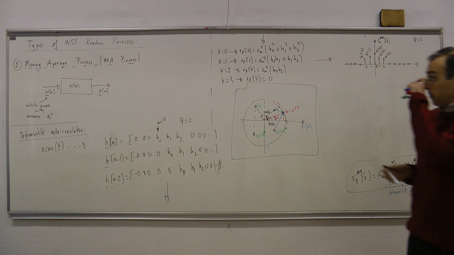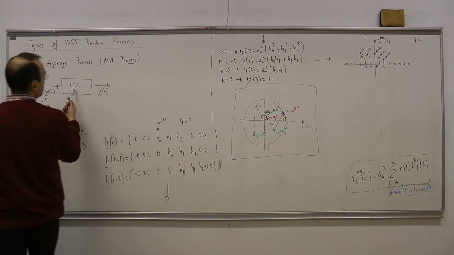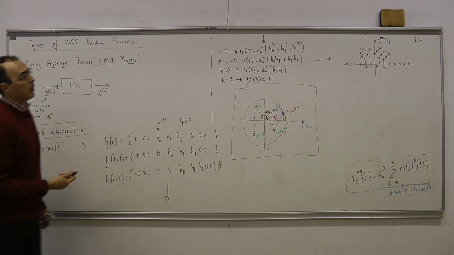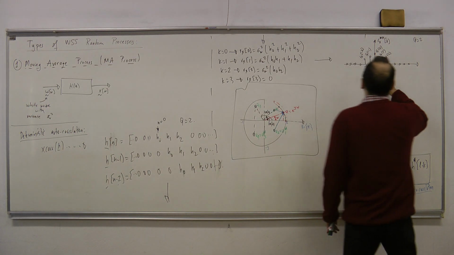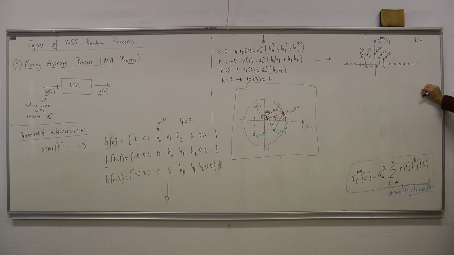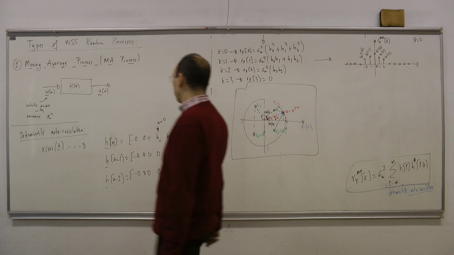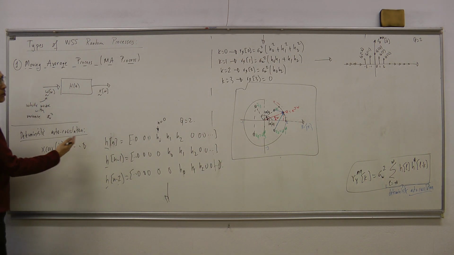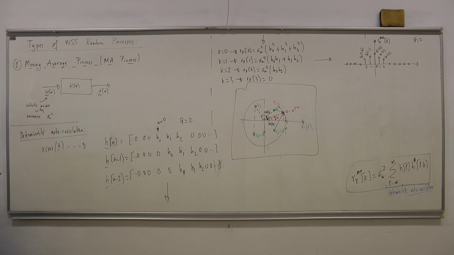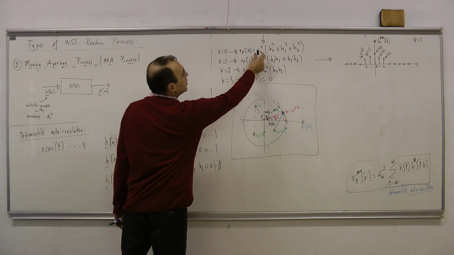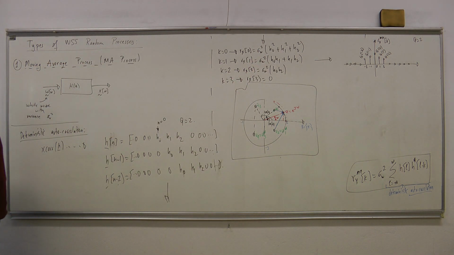So what we have seen is that if I know this filter's impulse response, the calculation of the output autocorrelation, that is the moving average process's autocorrelation, is nothing but this kind of calculation. So this is essentially a deterministic autocorrelation result times sigma w squared, that is it.